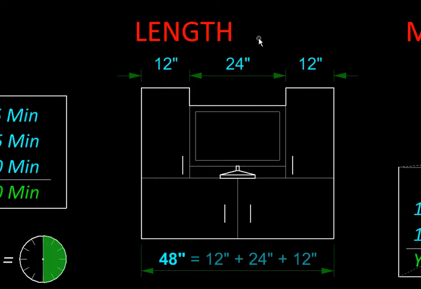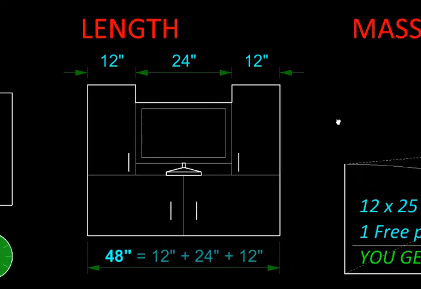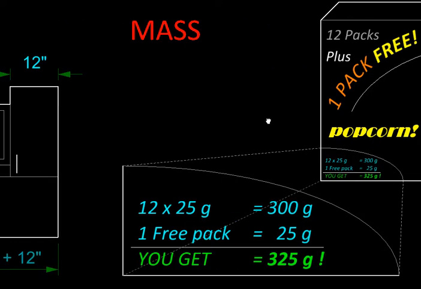So we can simply add these times to get the total time required. Length behaves the same way. For example, here is a piece of furniture. It has, say, these three compartments. One is 12 inches long, the second one 24 inches, and the third 12 inches long. And we can simply add these lengths to get the overall length of this piece of furniture. So 48 inches is a simple sum of these three lengths.